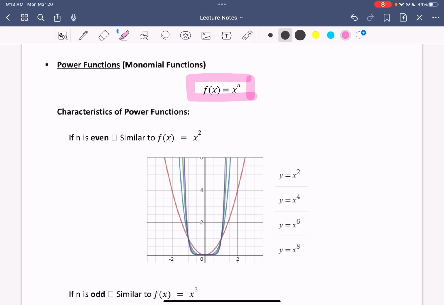So first of all, we're looking at x being raised to some power, and again, these are just the parent functions for polynomials, just the parents, so the most basic pieces. When n is even, it's going to be similar to x squared. And I've got 4 of them graphed here to show you, you can see that they're all facing upward. You can see that this red one out here is my x squared.